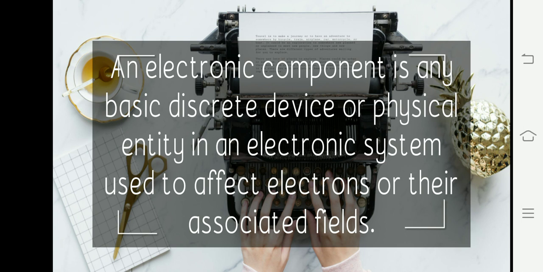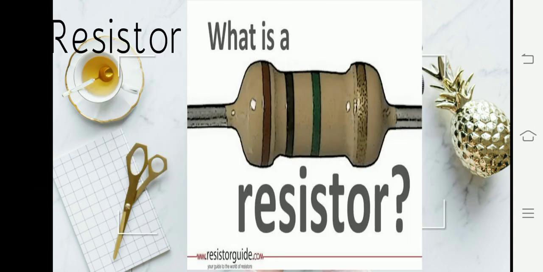Electronic components are any basic discrete devices or physical entities in an electronic system used to affect electrons or their associated fields. Here are some examples of basic electronic components. Resistor. So what is a resistor?